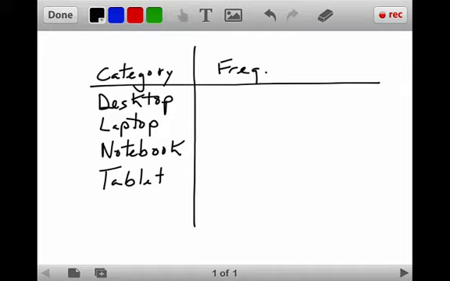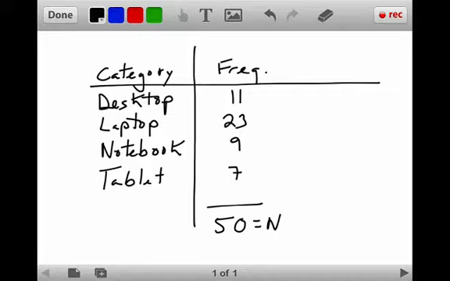So if we were to count how many students reported using their desktop, we would find a value of 11. For laptop, we would get 23 students. For notebook, we would have 9 students, and for tablet, 7 students. So those are the actual frequency. So if we were to add all those numbers up, we would get a total of 50, which, if you recall, represents your sample size, which N is the symbol used for sample size. So there you go. So doing a frequency table is easy like that.